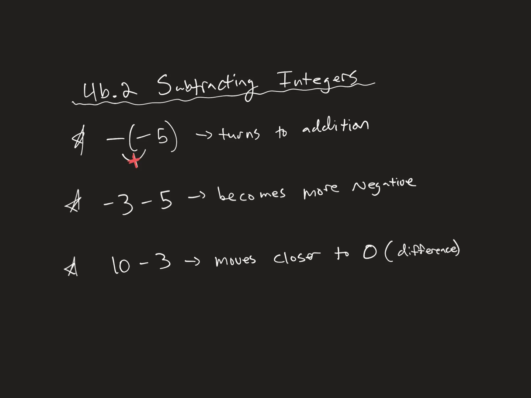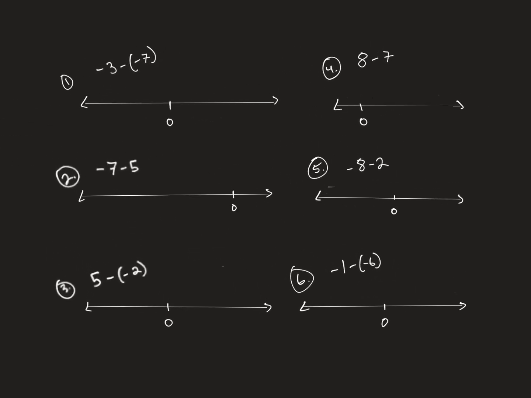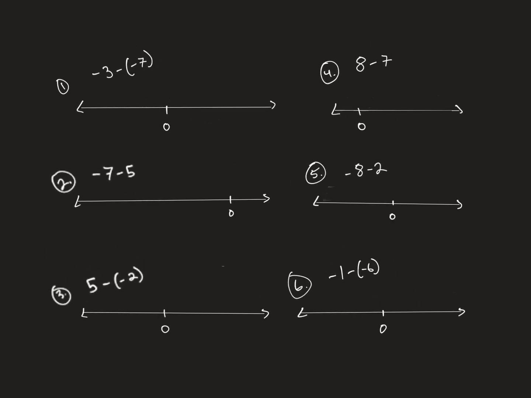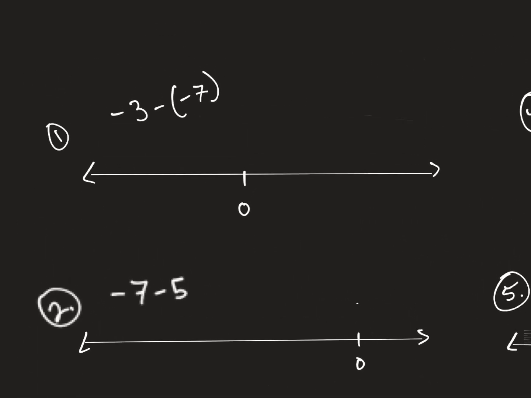In a moment, I'm going to shift over and be able to pause the video and try these questions on your own, see how you do. I have 6 questions, and if you want to pause the video to practice on your own, you can. If not, follow along. Starting with question 1, we have -3 minus -7.